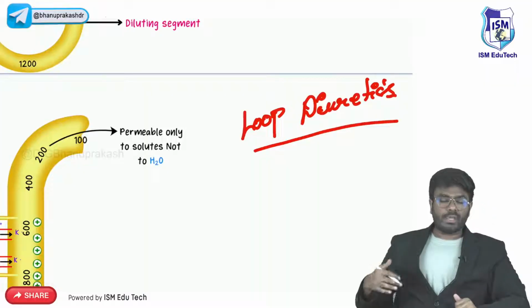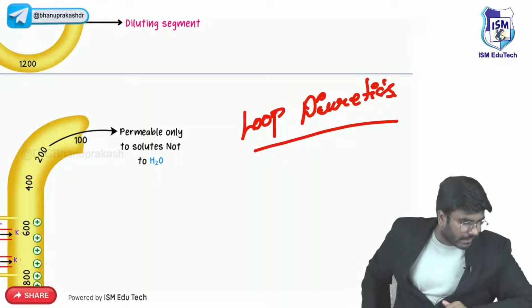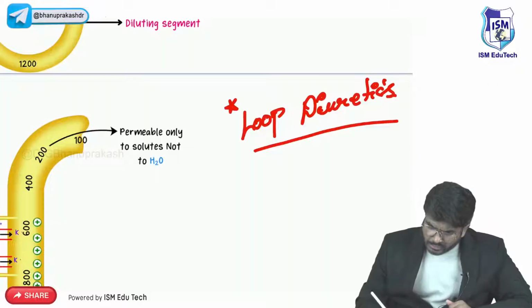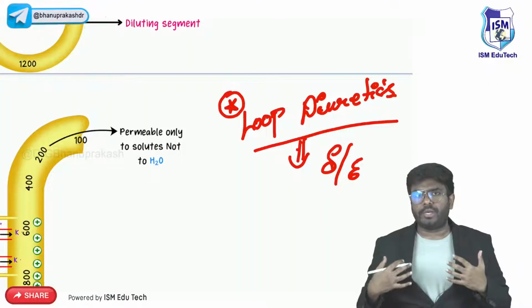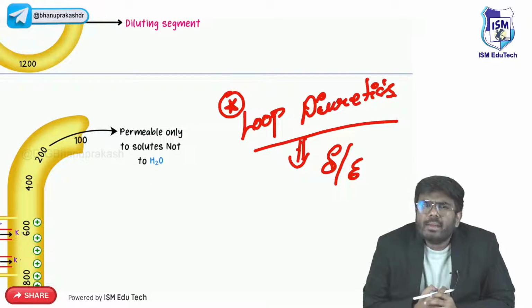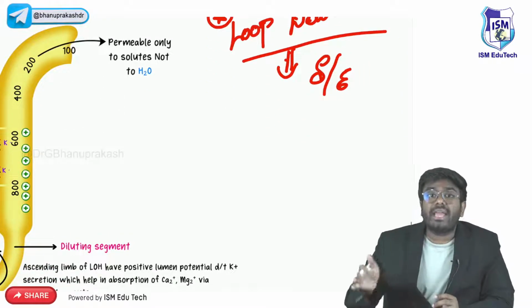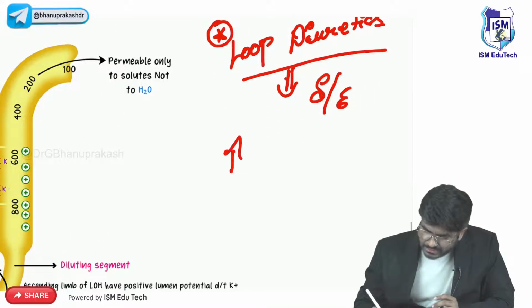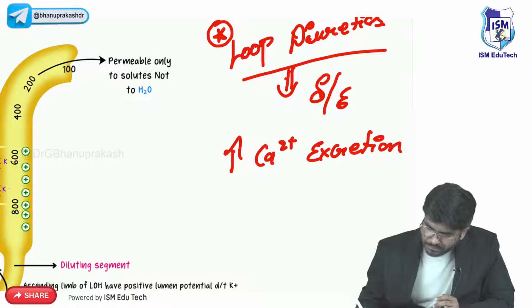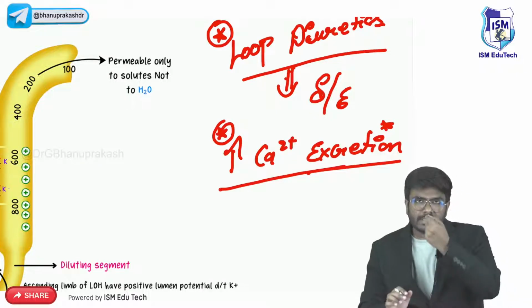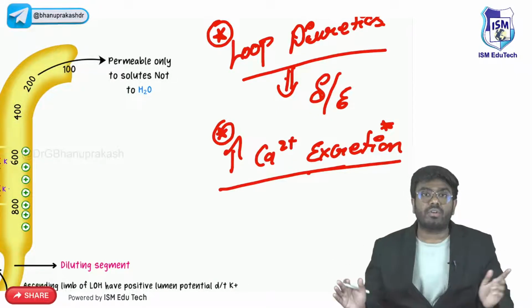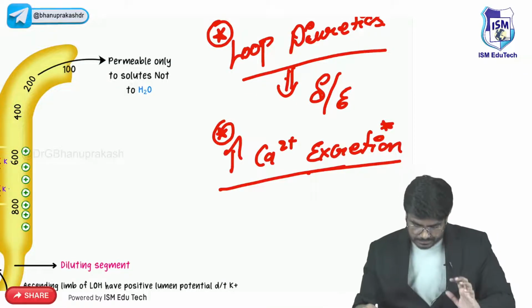Come on, guys. I'm going a little fast, I know, but anyway, this is how it should be. Can you tell me what is the side effect of the loop diuretics? If I am the person using the loop diuretic, can you tell me what happens to the calcium? The loop diuretics loop out the calcium from the body. Loop diuretics increase calcium excretion, no doubt. So if I am taking the loop diuretic, more and more calcium goes out of the body. Remember that one point. It's a side effect.